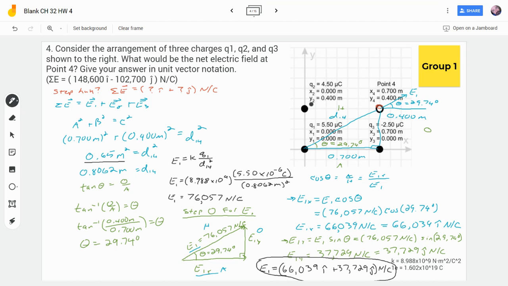The electric field from Q2, it is a positive charge. It's going to be something pushing straight to the right. So that one's component will be all i hat. From Q3, it's a negative charge. So this one's electric field will be pulling straight down at this point. So that one will be a negative j hat. And then when you add them, you just line them all up. So that's what you do.